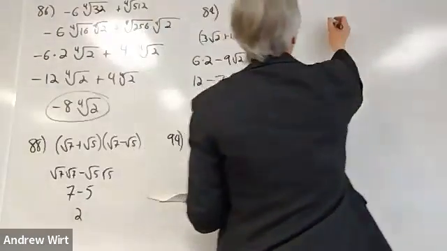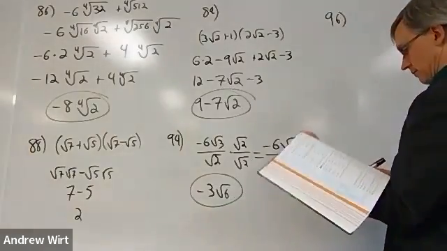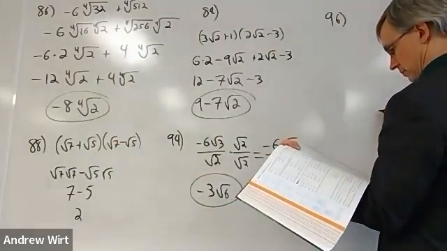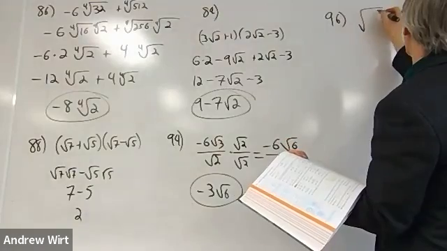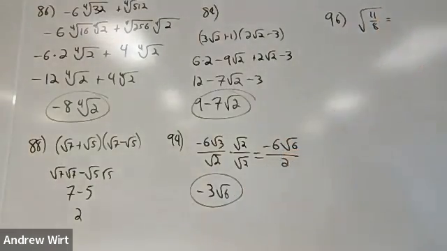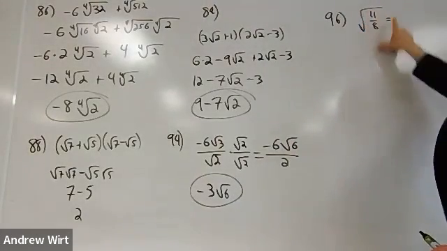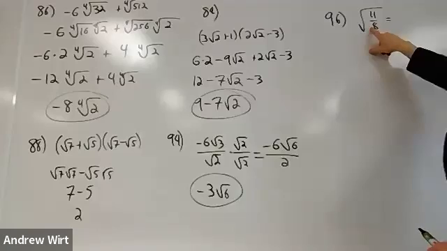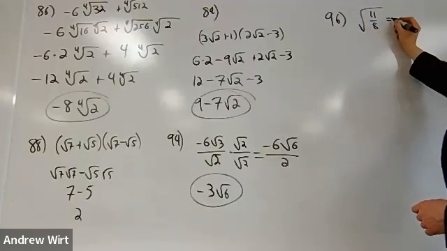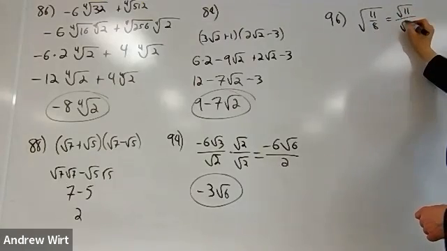96. All right, square root of 11 over 8. Now we want to rationalize this because if we have a square root over the whole thing, then that's necessarily a square root in the denominator. Because we can always rewrite this as square root of 11 over the square root of 8.